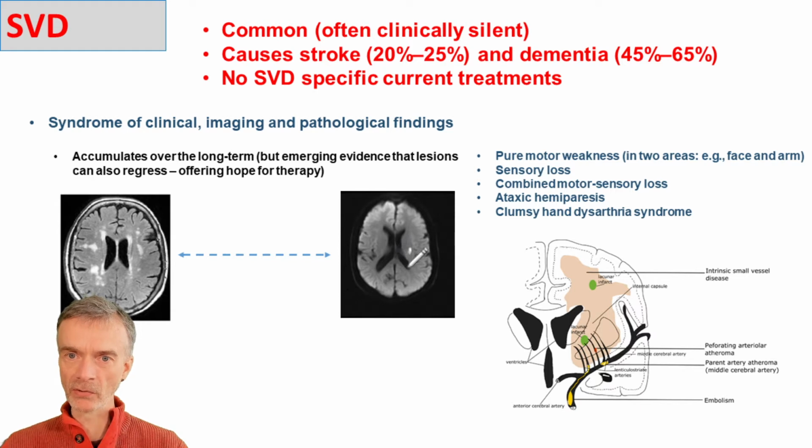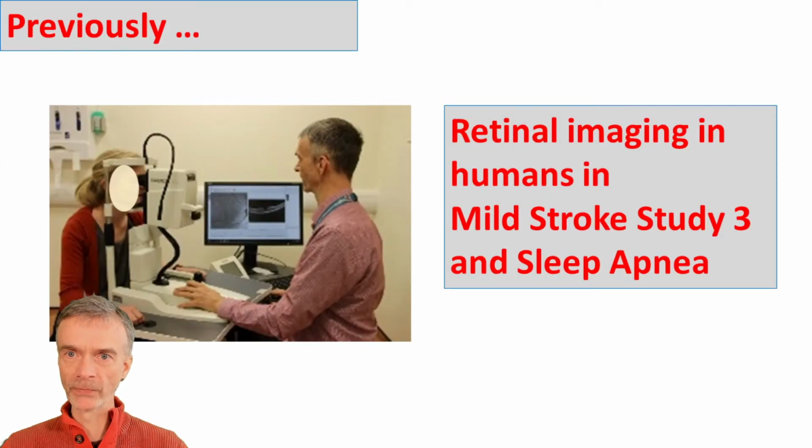And these types of strokes can be a risk factor for further strokes, perhaps more debilitating strokes, and they're also a common cause of dementia and post-stroke cognitive decline. So very relevant to study.